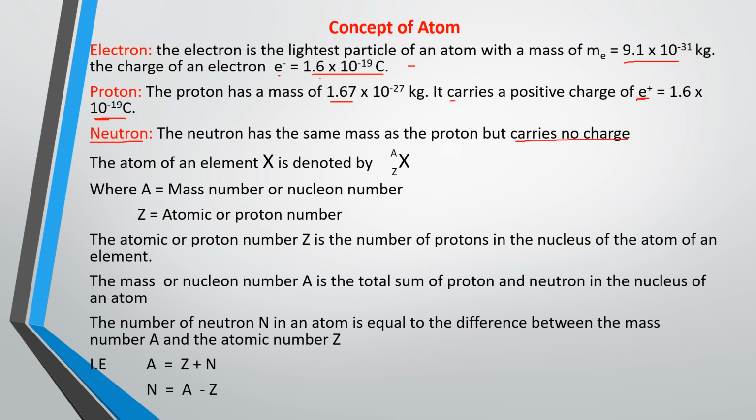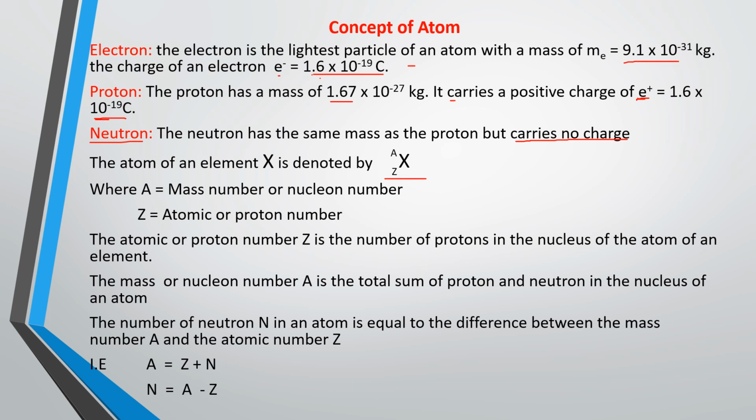So because the nucleus carries a positive charge and the electron carries a negative charge, and the charge on the nucleus and the electron are equal but opposite, that is why the atom is electrically neutral. Okay, so an atom of an element can be represented, or denoted, by this.